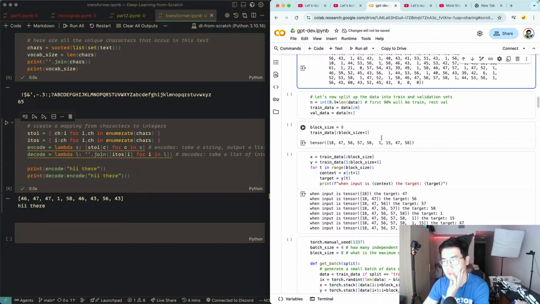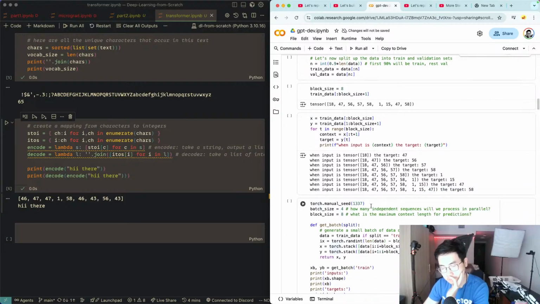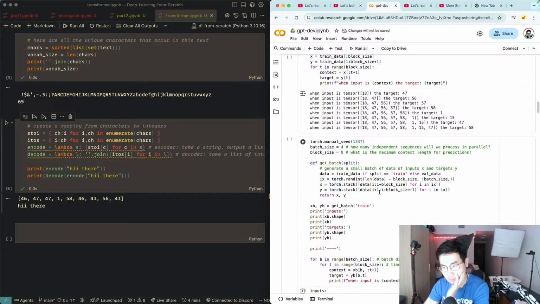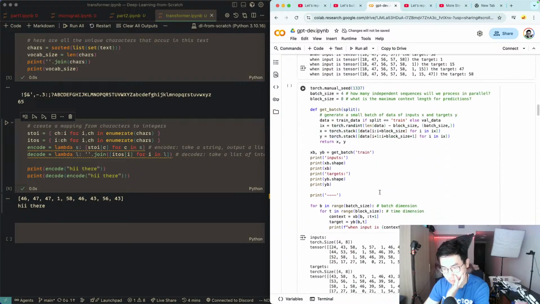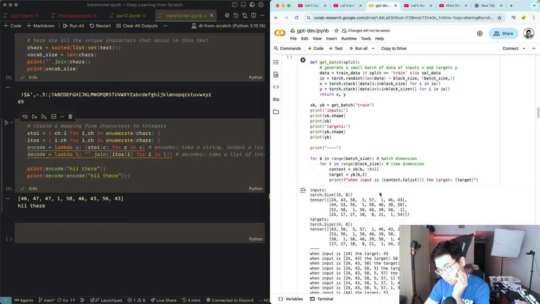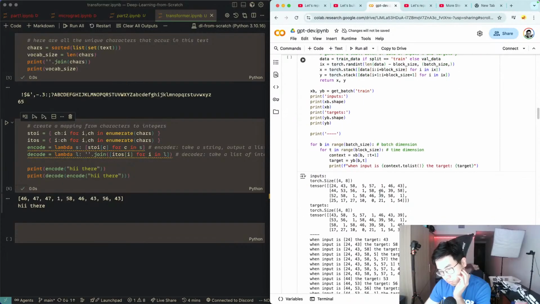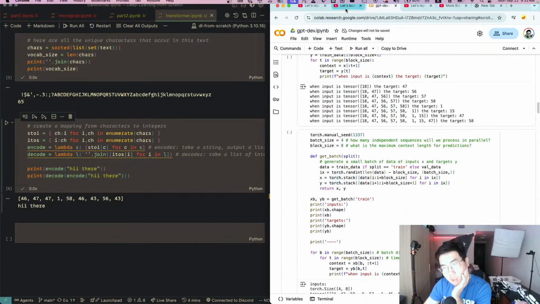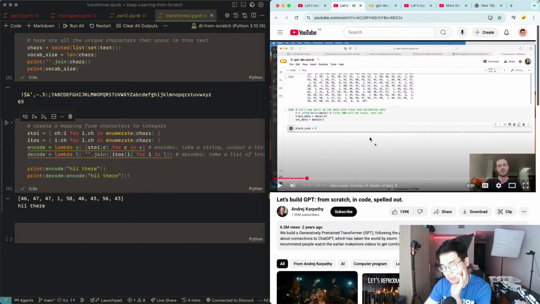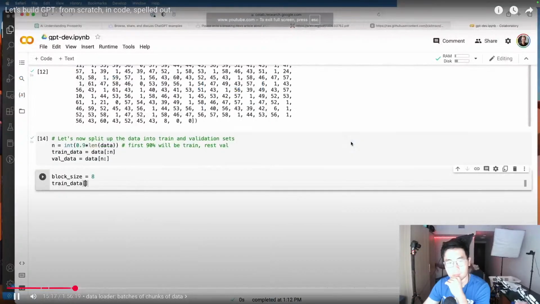So the train data is the context length, and then you're predicting the next target, which is the token right after. Alright, so this is where it gets confusing, right? It's like you actually predicted like one shifted. And let me look at the first train data characters.